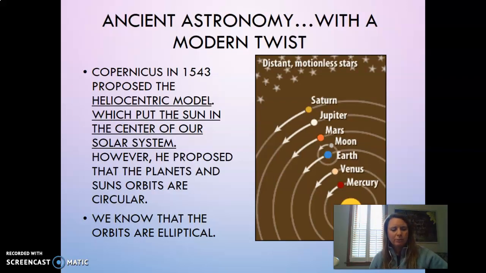So lo and behold, comes Copernicus. In 1543, he proposed the heliocentric model, and helio for helium, and that's what the sun is producing. It is fusing together, and we'll talk a lot about this soon, four hydrogen atoms, and when it fuses four hydrogen atoms together, it produces helium. So heliocentric, the sun is producing helium.